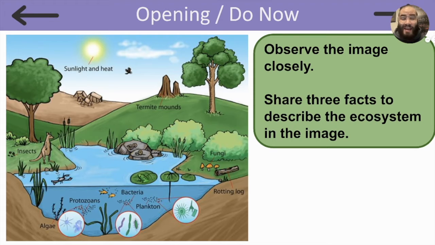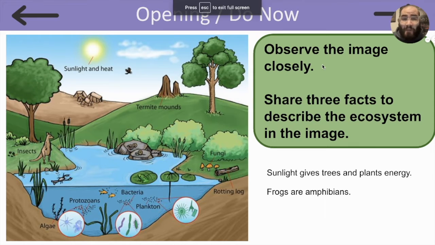Here are the 3 facts I wrote down. Sunlight gives trees and plants energy. Frogs are amphibians. We learned this from one of our previous article days. Fungi are decomposers. Fungi break down dead matter.